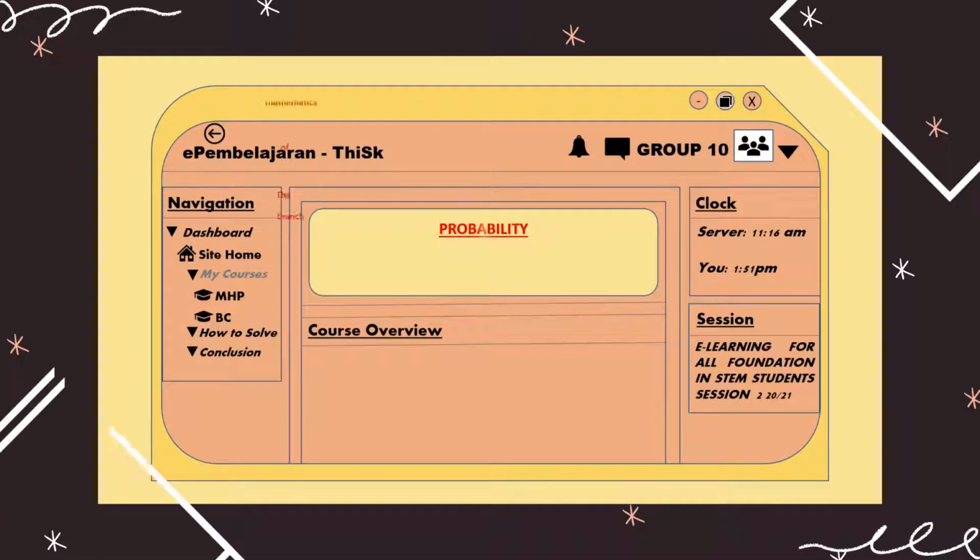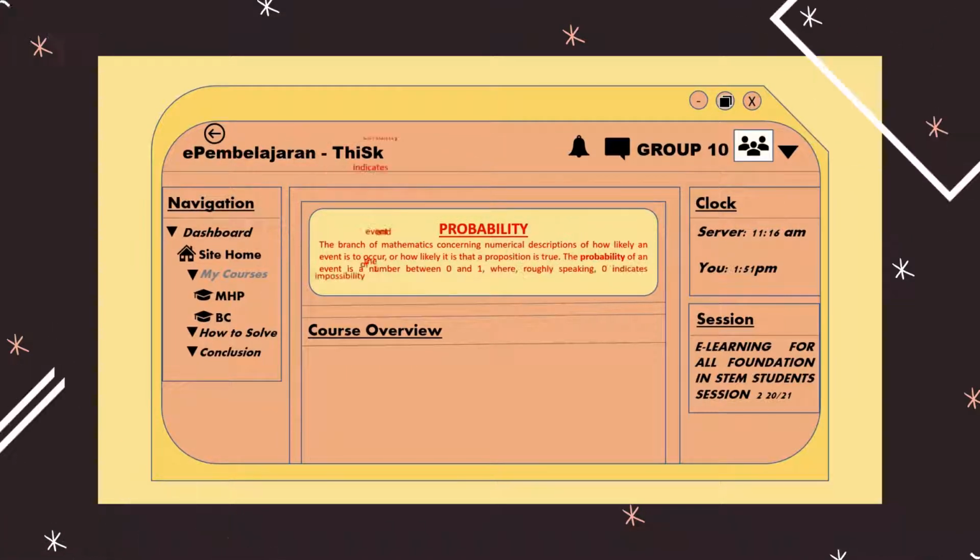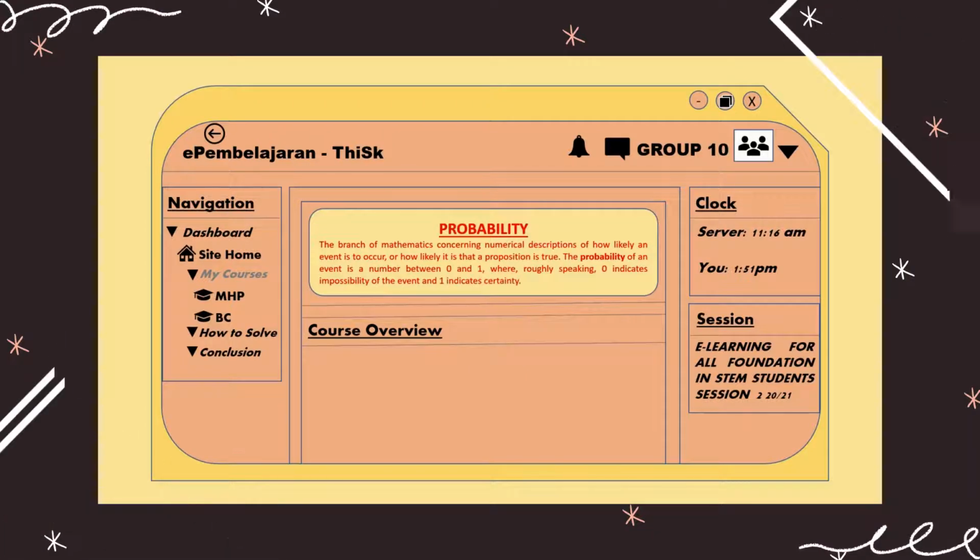The topic we have chosen is probability, which is the branch of mathematics concerning numerical descriptions of how likely an event is to occur or how likely it is that a proposition is true. The probability of an event is a number between 0 and 1 where, roughly speaking, 0 indicates impossibility of the event and 1 indicates certainty.